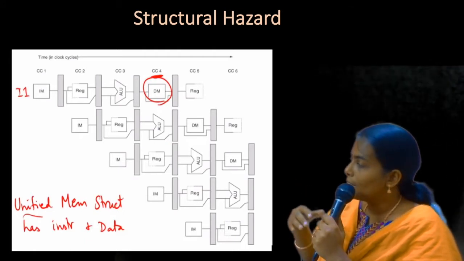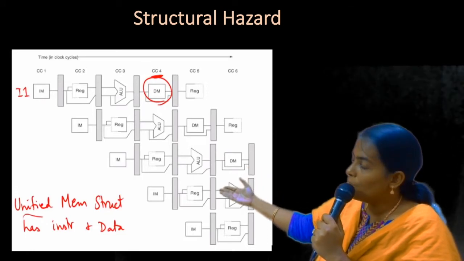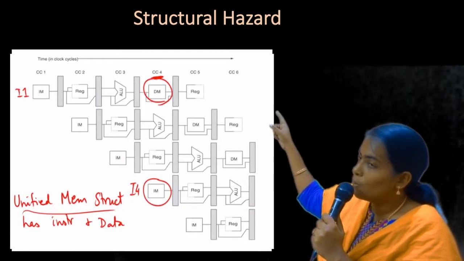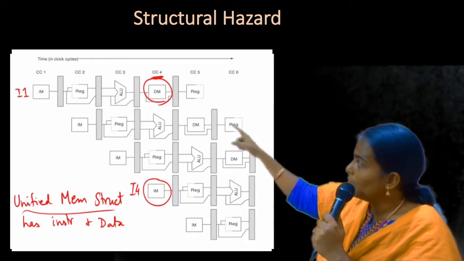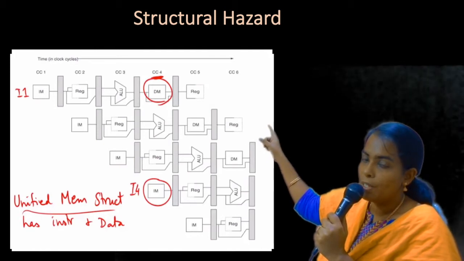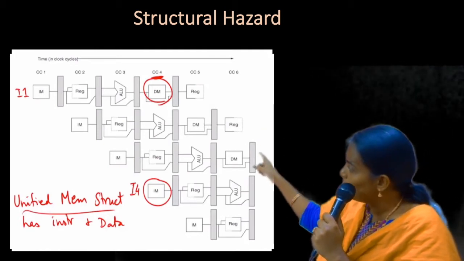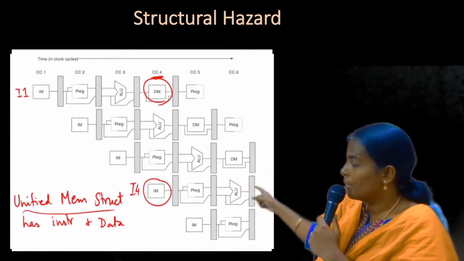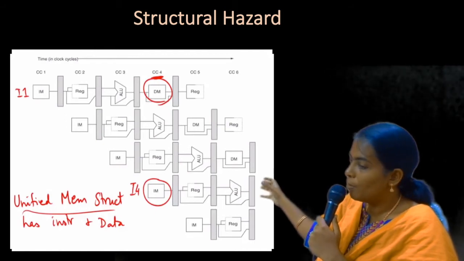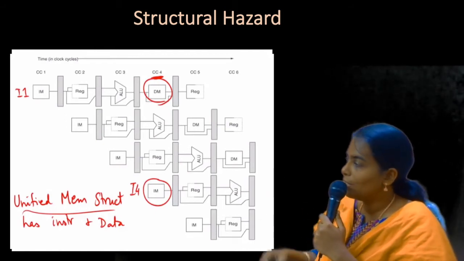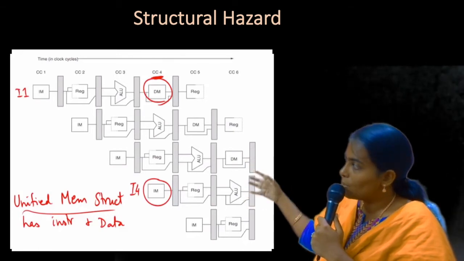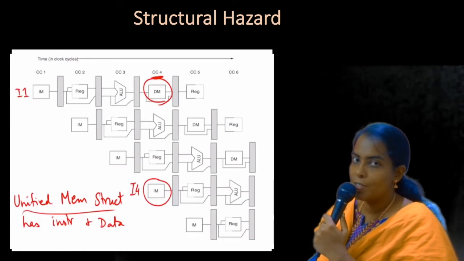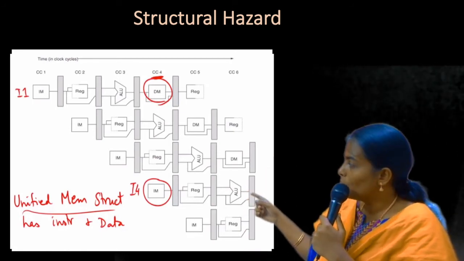But as time passes, you can see that the I4 instruction is coming. At the fourth clock cycle, instruction 1 is referring to the memory in order to perform a write operation, and at the same clock cycle, the I4 instruction is referring to the memory in order to perform a read operation. Here we see that I1 and I4 are conflicting for the same resource, the memory, at different stages.